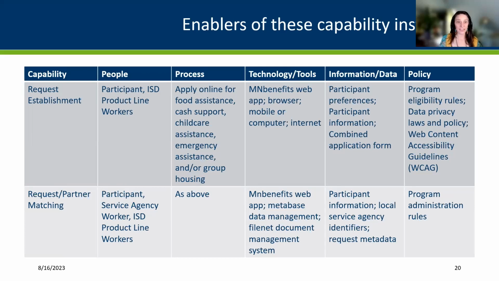The information or data that is enabling the capability are participant preferences, like what language would I like to see this application in? What county do I live in? And other information about themselves. And the combined application form that this online web app replaces.